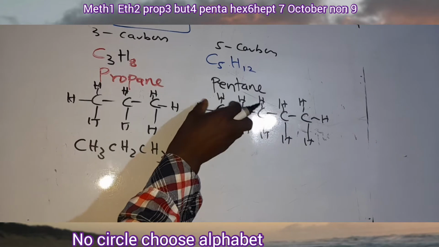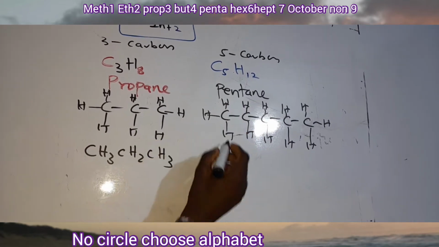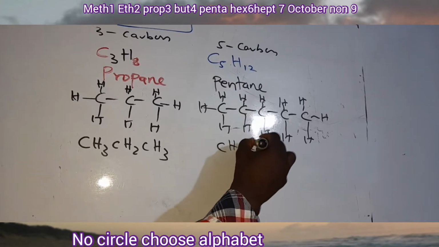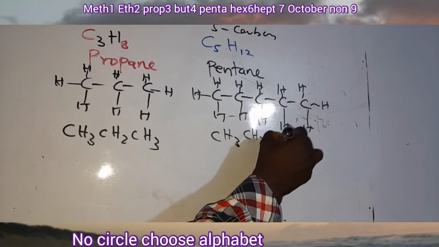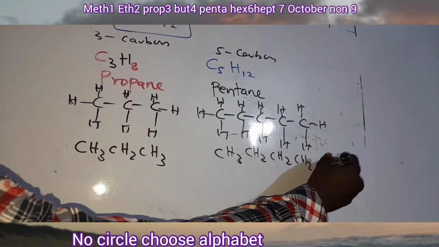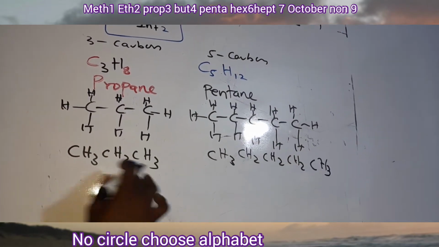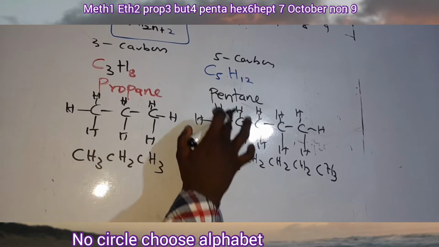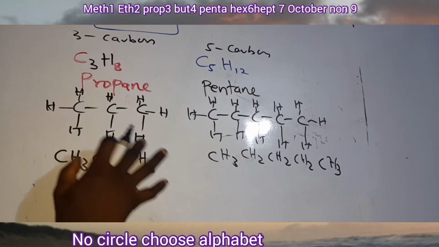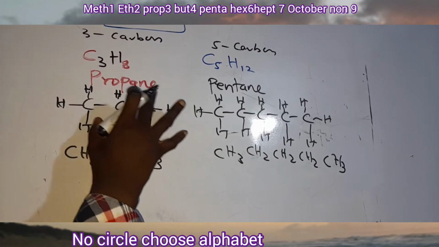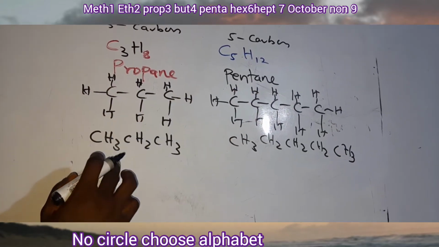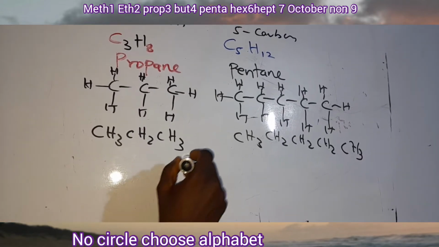If you want to squeeze it, or you say condensed structure, I can say this C has how many H? 3H. This here also has how many H? 2H. This here has 2H. This here has 2H. And this here has 3H. So that is the same way of writing pentane and propane. Have you seen it? So this is how, when they give you a compound, they tell you to name it: propane, pentane.